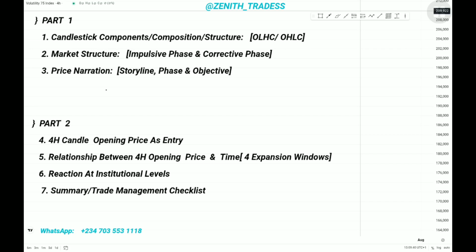On your screen, we can see the section we have today is in two parts, part 1 and part 2.